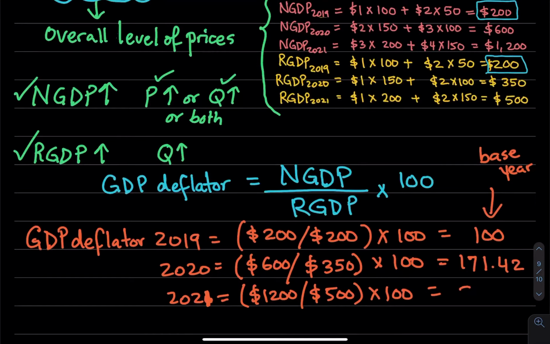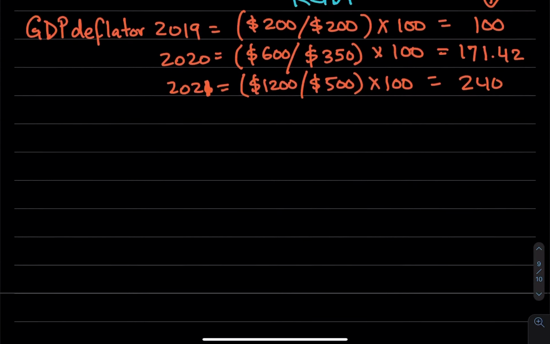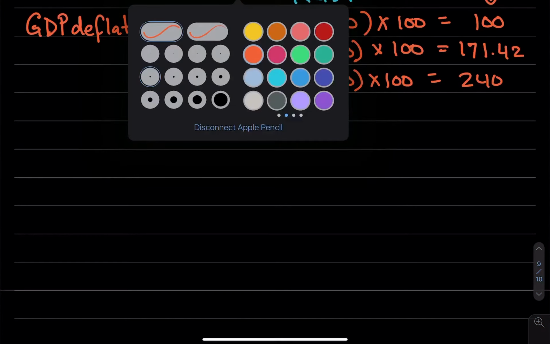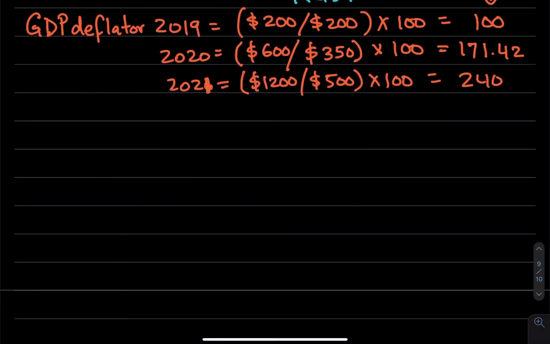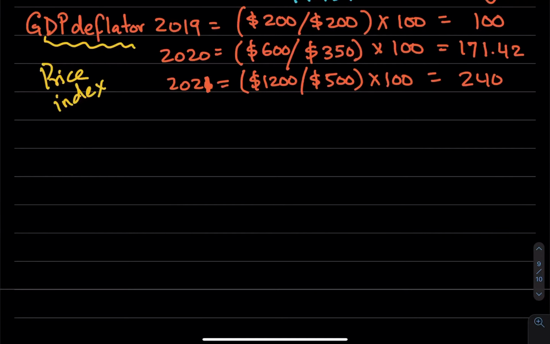And that value is 240. Okay, now let's just focus on what is going on with prices. So if GDP deflator is like a price index and it's telling you about the overall level of prices, then what we know is from 2019 to 2020, prices rose, and from 2020 to 2021, prices also rose.